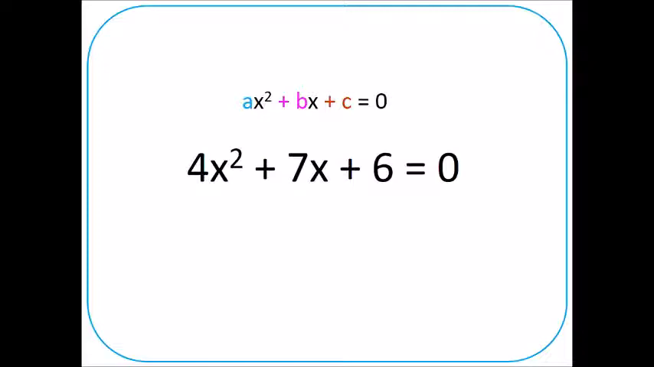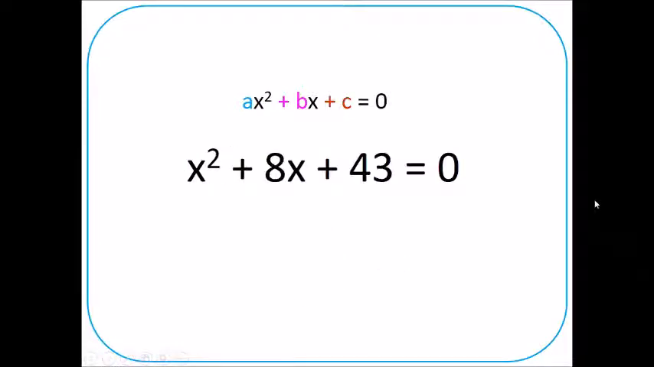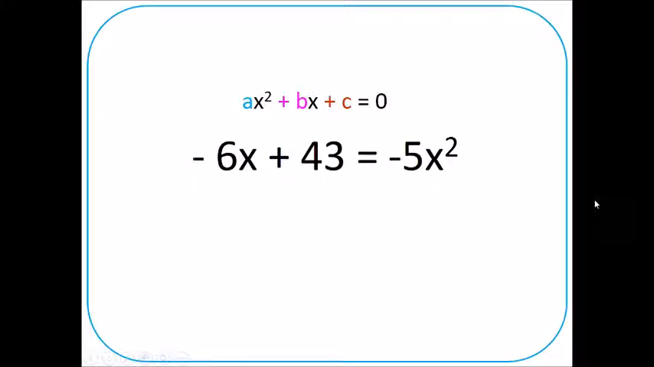Okay, so our value of a is 4, value of b is 7, and the value of c is 6. Okay, let's try another one. So this one looks slightly different to the last two examples that we've done. So take a few seconds to think about this. So you can be writing this in your rough book as you go.